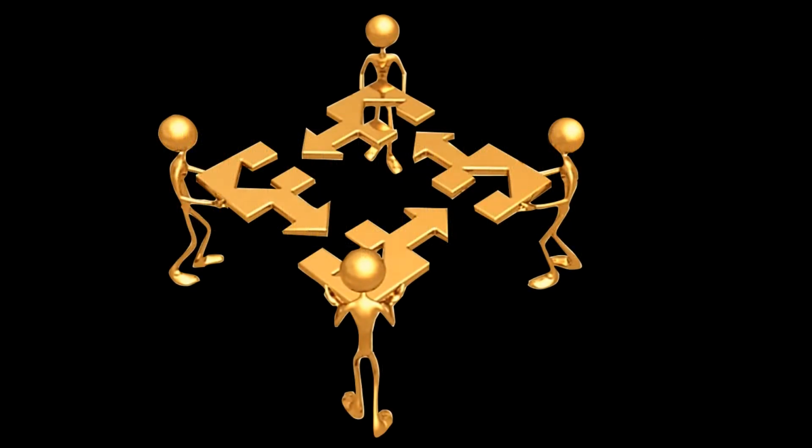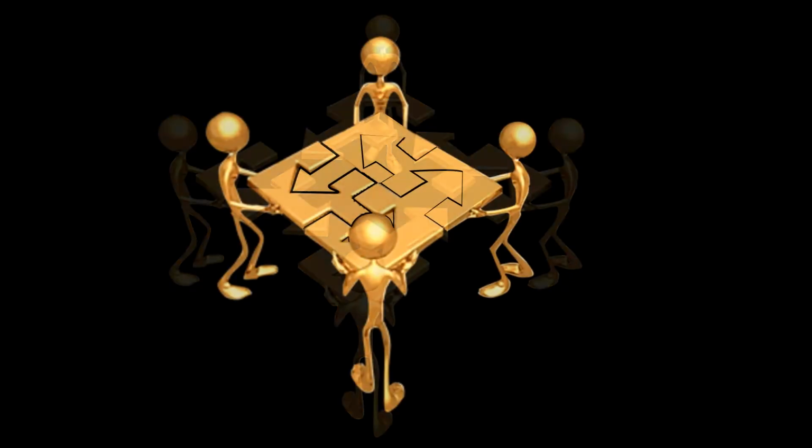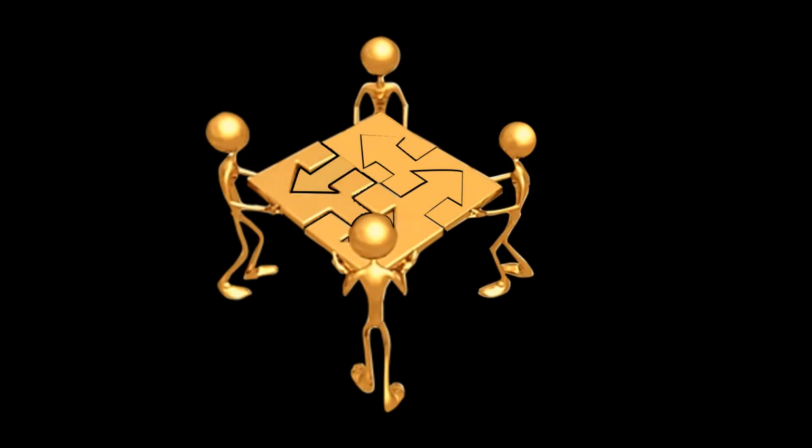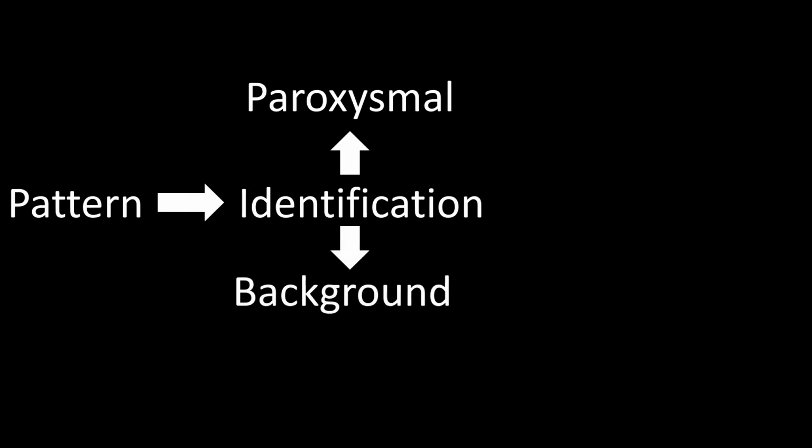So how do we put all this together? I think the best way to approach this, putting it together, is using pattern identification. Pattern identification can be either paroxysmal, based on them coming and going in a relatively short amount of time, or sustained, to which I like to refer as background patterns.